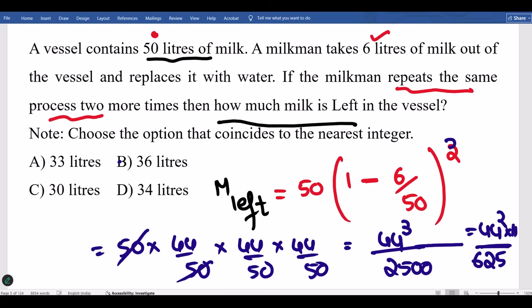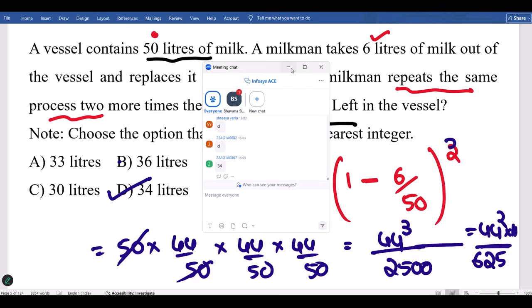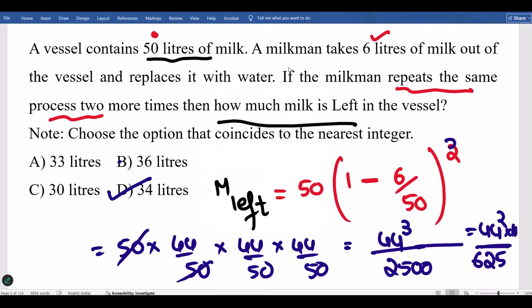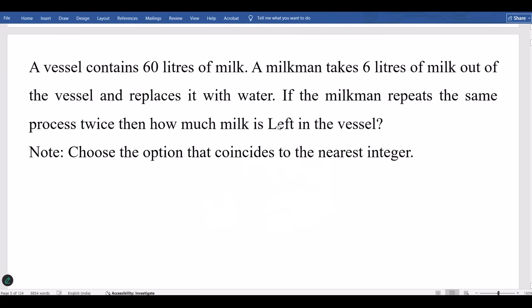44 into 44 into 11 divided by 625 will be 34 liters approximately. We have to do that multiplication and check. We have enough time. We'll get 34 liters. 34.07. Yeah. Ravani, you see the next one also. I'll just let you know the same thing.